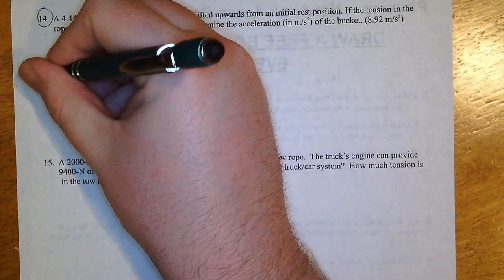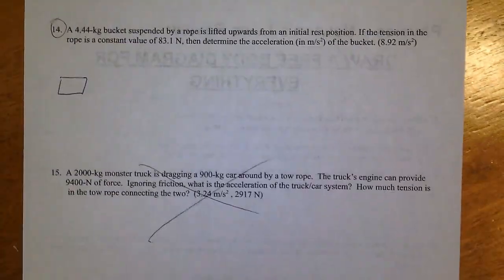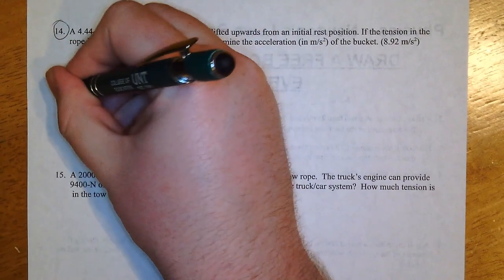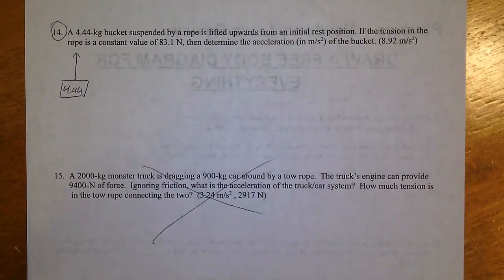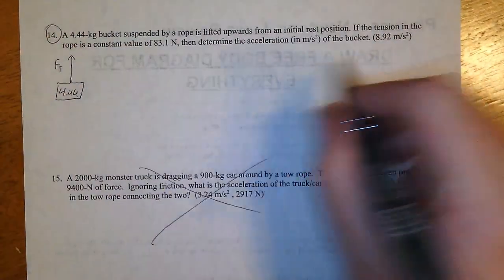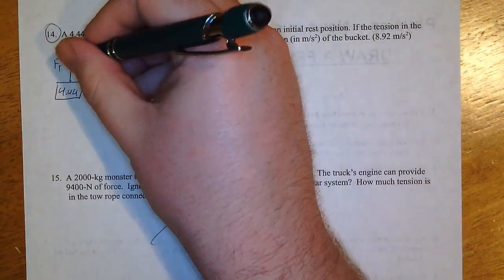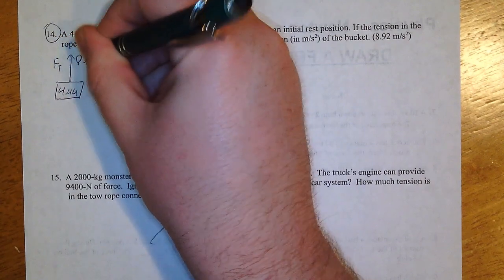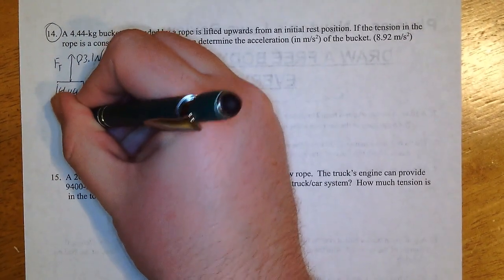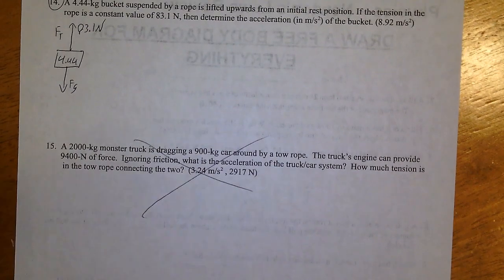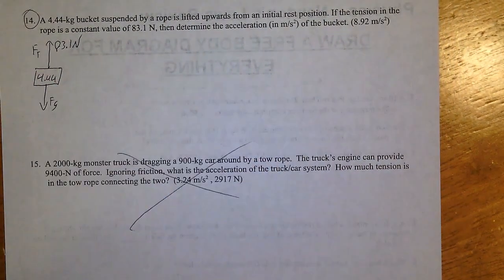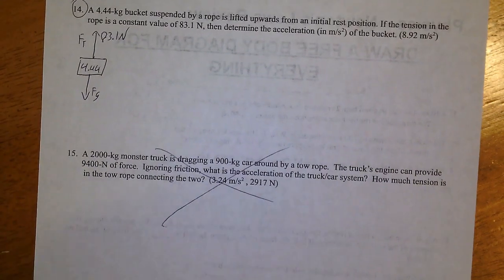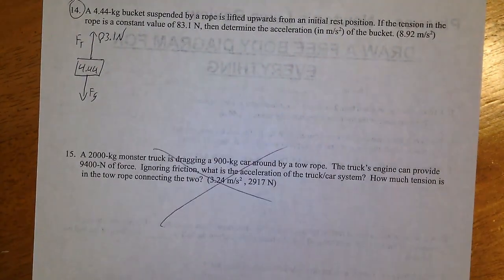So first things first, free body diagram. Always, always, always free body diagram. So 4.44 kilograms of this bucket. We have the tension going upwards, Ft, which I happen to know is the 83.1. 83.1 newtons is going to be the force of gravity going downwards. And typically, for a bucket being pulled up from a well, there's no side-to-side forces, no side-to-side motion, so it's just these vertical ones. And I want to find the acceleration.